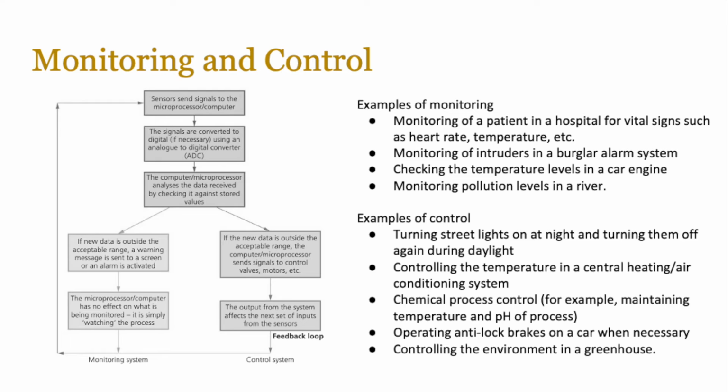Examples of control could be turning street lights on or off, controlling the temperature in a central heating or air conditioning system, which automatically influences how much hot or cold air is blown out. Chemical processes, which need to maintain the temperature or the pH level in a factory process exactly, otherwise, it will influence the product. Operating anti lock brakes on a car when necessary, controlling the environment in a greenhouse. Now, all of these are examples of control systems.